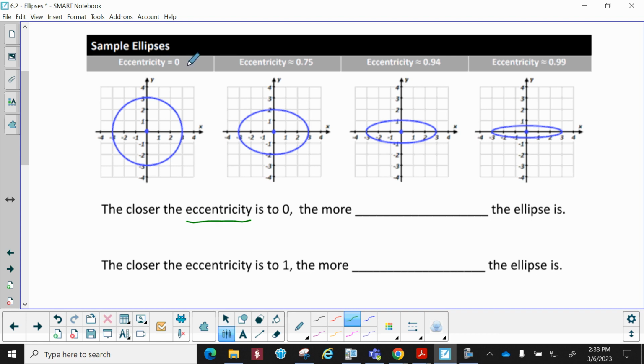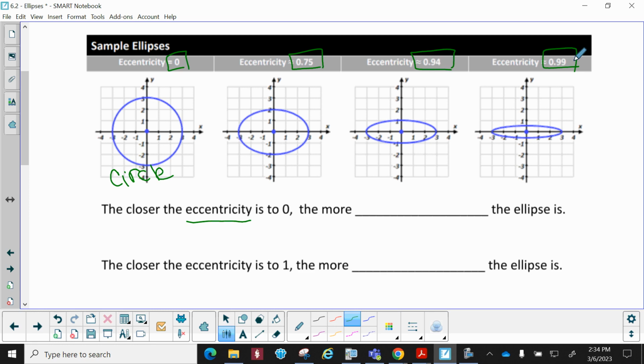So the first ellipse, the eccentricity is 0. Looks like a circle. It is a circle. The second eccentricity is 0.75. The next eccentricity is 0.94. And the last eccentricity of this ellipse is 0.99.